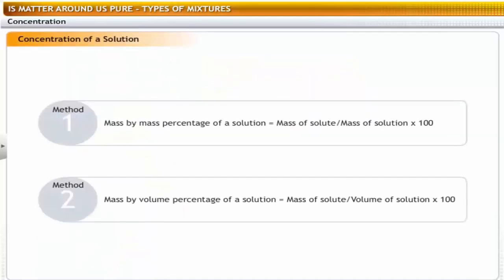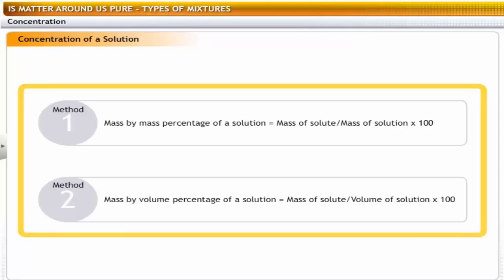Concentration is defined as the amount of solute present in the unit volume of a solution. A solution that contains a relatively smaller quantity of solute as compared to the solvent is known as a dilute solution. The concentration of a solution can be expressed using two methods.